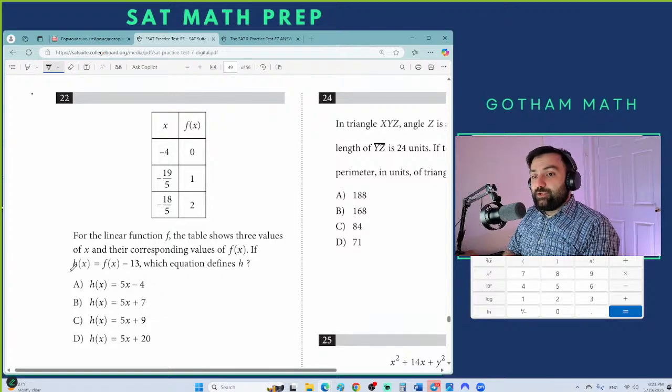All right. So for the linear function f, the table shows 3 values of x, and their corresponding values of f(x). What does it say from here to here?